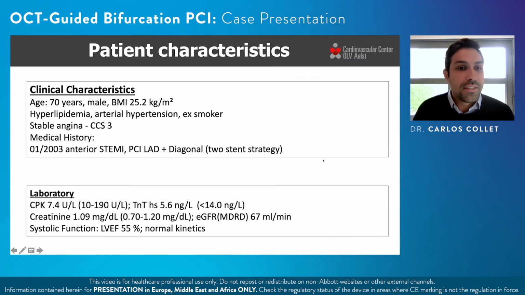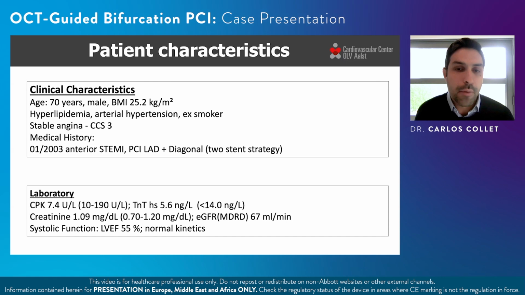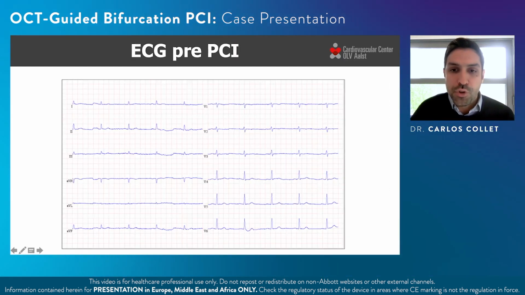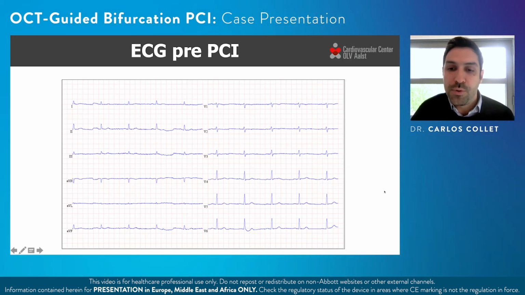So this was a 70-year-old male with a BMI of 25, typical risk factors, hyperlipidemia, hypertension, ex-smoker. He presented with stable angina class 3, and relevant past medical history was an anterior MI in 2003 that was treated with a PCI, with the LAD and the diagonal branch, and this was a two-stent strategy back then. Concerning the paraclinical information, normal renal function and normal ventricular function. This was the ECG before the procedure. You'll see normal appearance of the anterior wall in terms of thinking of the previous STEMI.